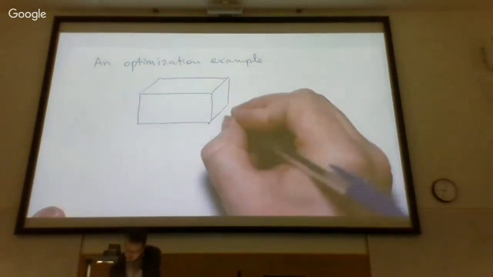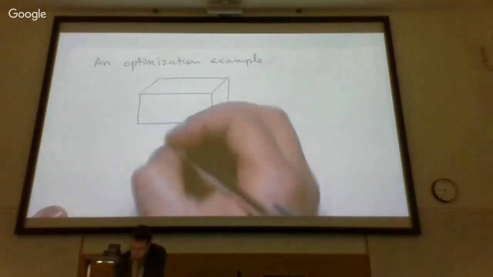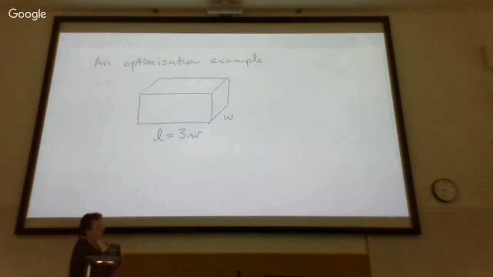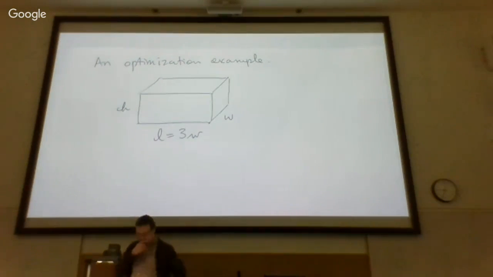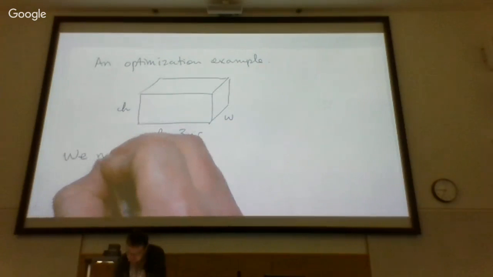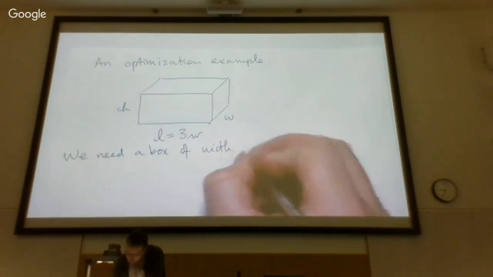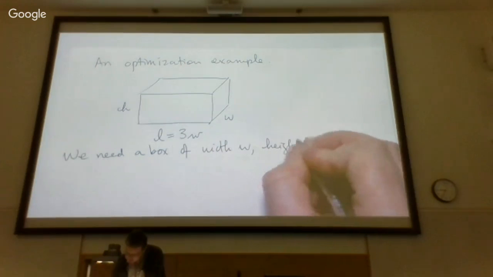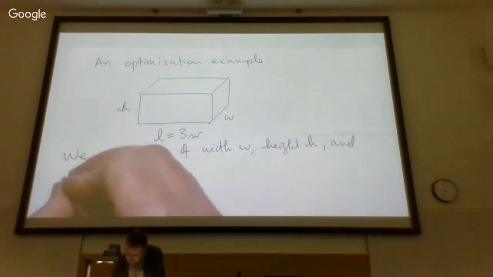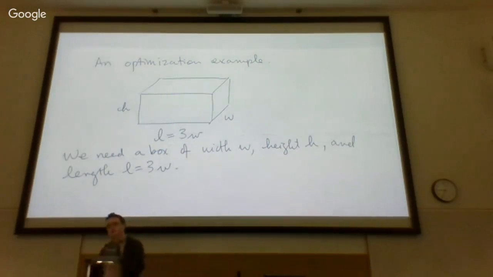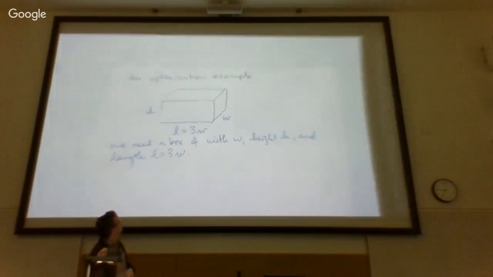Slightly more meaningful. So here we're talking about a box, which is a certain width there, a certain length, but we require the length to be 3 times the width. We have this requirement on the dimensions of it. It's going to have a certain height, h. Okay, so we need a box of width w, height h, and length l, which is 3 times w. Yes, that's fixed. The box has to have these dimensions.